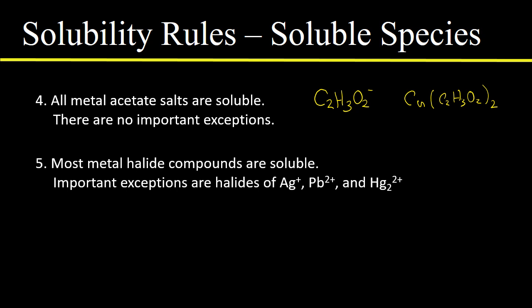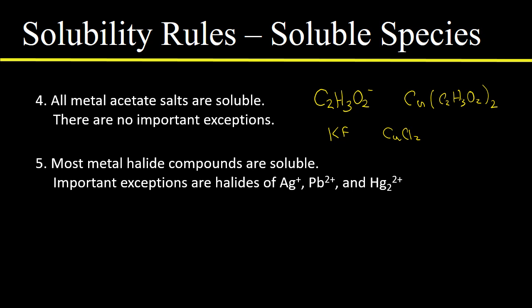First one with exceptions are halides. Most metal halide compounds are soluble. The halogens, as you should recall, are the second to last column on the right on the periodic table, the column that goes down from fluorine, chlorine, bromine, and iodine. We don't usually include astatine because that's fairly rare. So those first four, fluoride, chloride, bromide, and iodide, are going to be soluble. So copper 2 chloride, and so on.